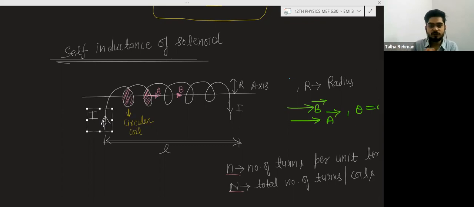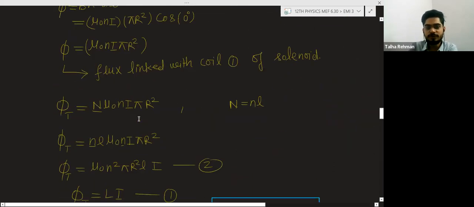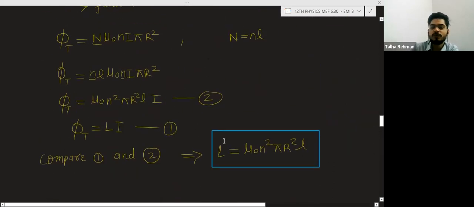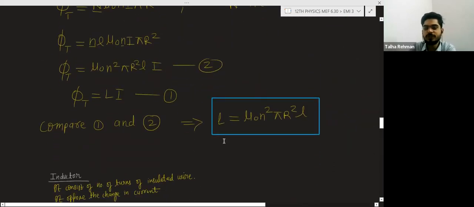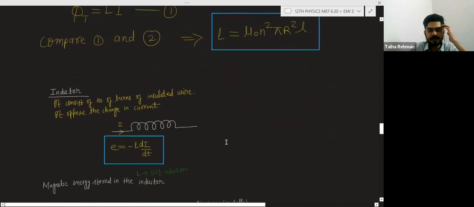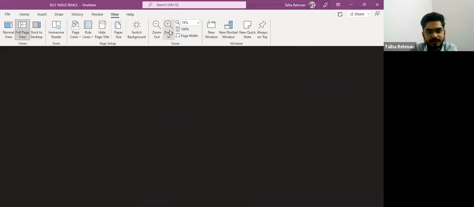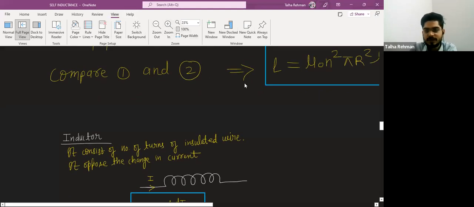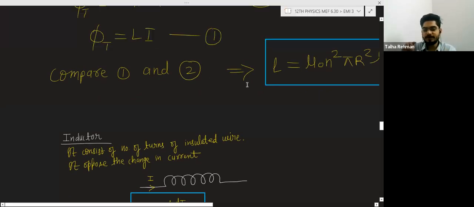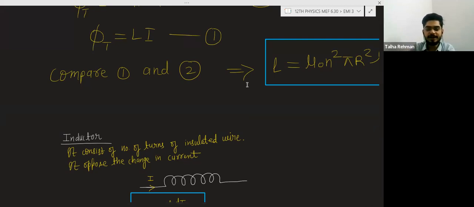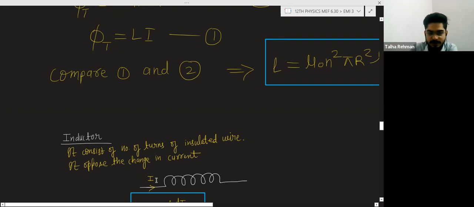So the self inductance of a solenoid we have discussed, and this is the formula for the coefficient of self inductance, in the last class. And today we will discuss the inductor. Like the capacitor, we have a capacitor. There is another thing, the inductor. Basically, an inductor is a wire bound in helical form. This is the inductor.